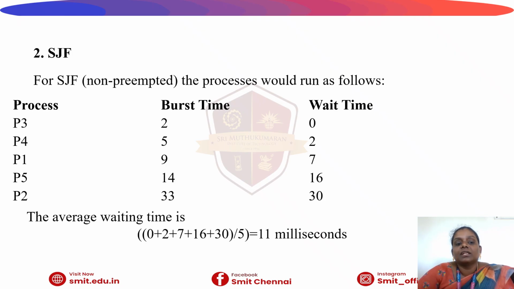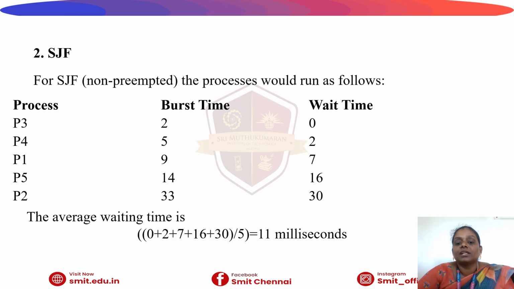So the waiting time for P3 is 0, and the waiting time for P4 is 2. There is no waiting time for P3. After completing the process of P3, P4 enters. P4 waits for 2 milliseconds, and after completing P4, P1 enters. Likewise, all the processes enter.